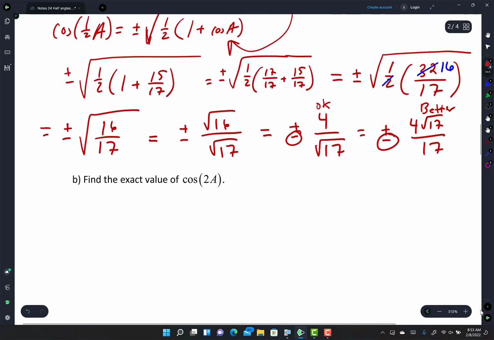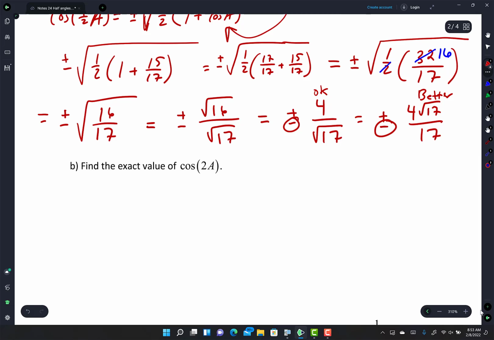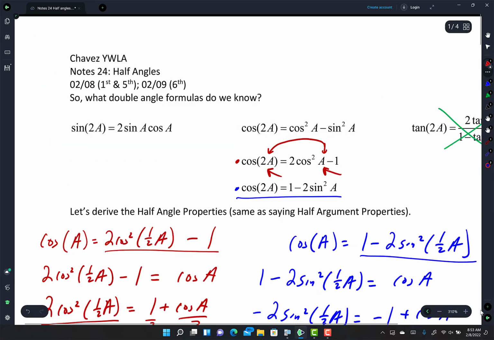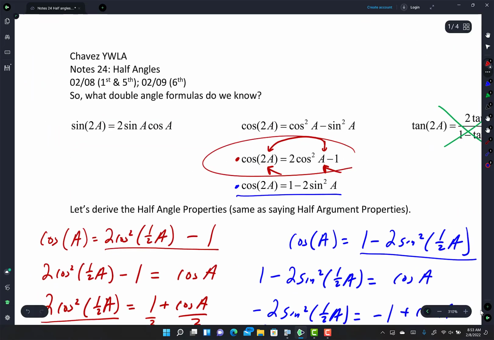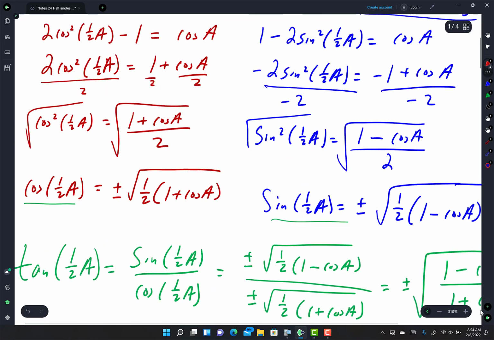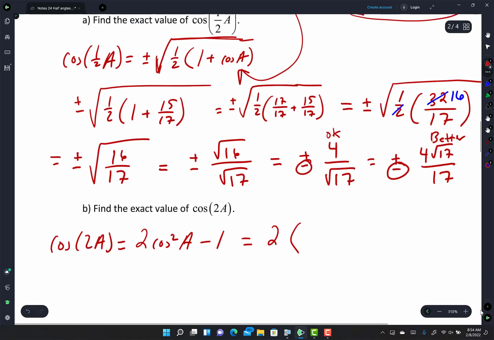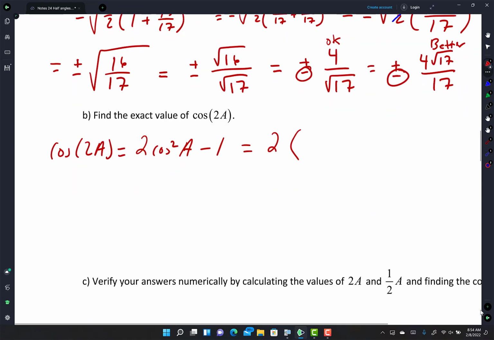And now they want the exact value of cosine 2A. So that's just like what we did last week, right? Cosine 2A. And we're going to use the formula that only uses cosine because life is easier that way. So I'm going to use this one, the one in red. 2 cosine squared A minus 1. So I'll write 2 parentheses and I type in what cosine A is. 15 over 17 squared minus 1.